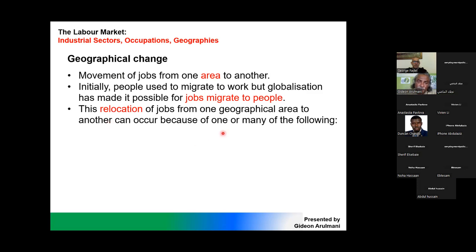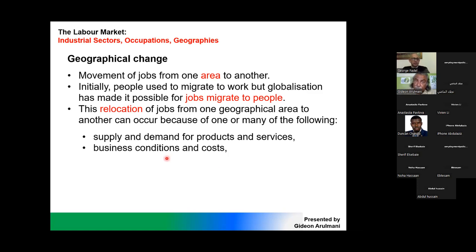The relocation of jobs from one geographical area to another can occur because of many things. Why does this migration of jobs happen? One is that the supply or demand for products and services has changed. Business conditions and costs, that's what I mentioned to you now.